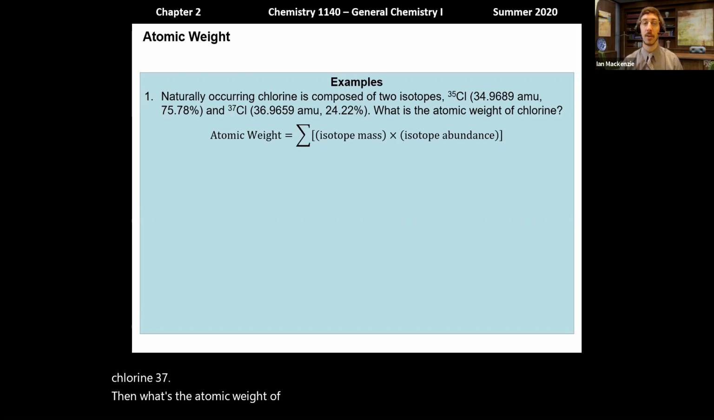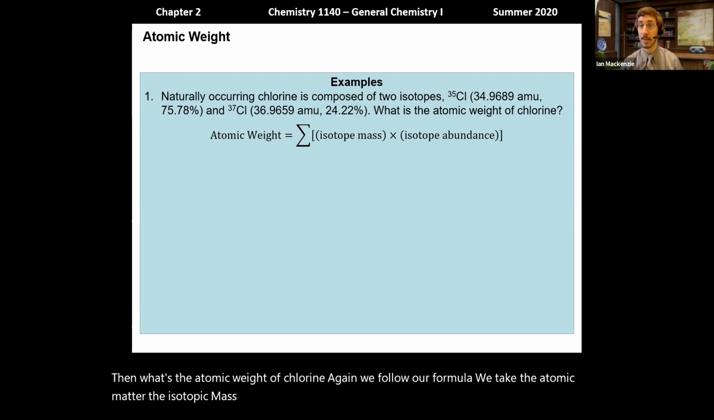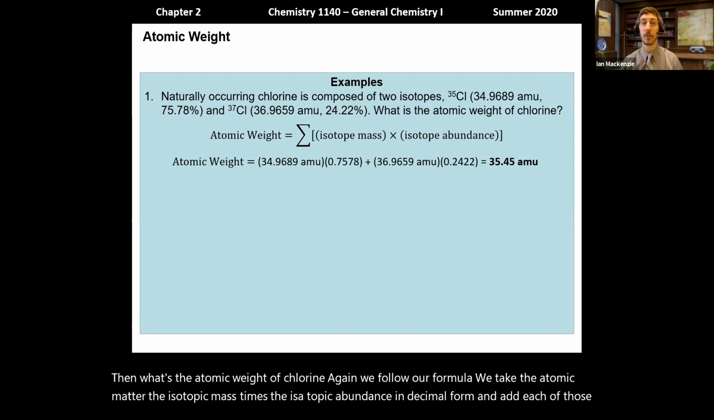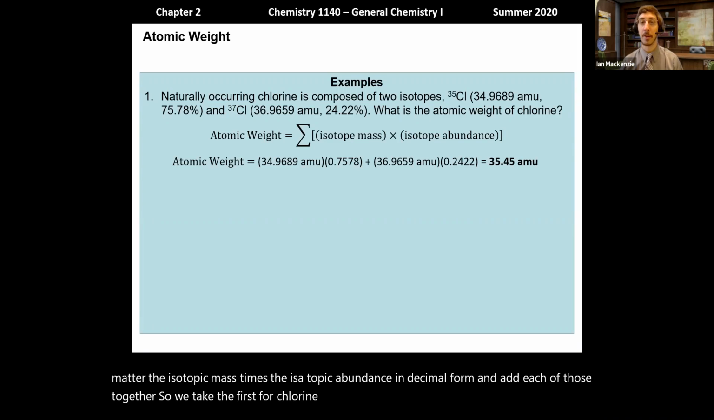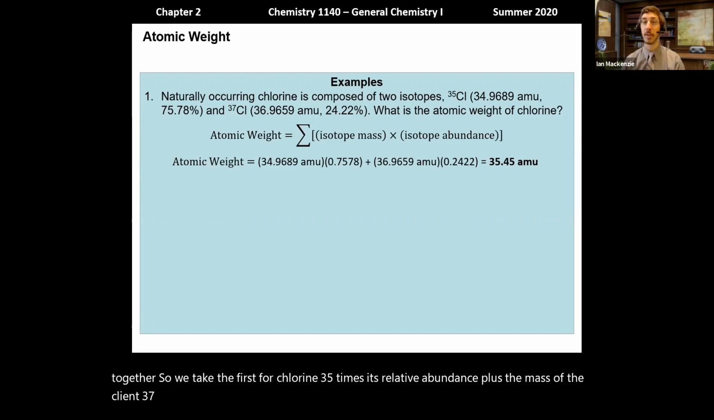Well, again, we follow our formula. We take the isotopic mass times the isotopic abundance in decimal form, and add each of those together. So we take the mass of chlorine-35 times its relative abundance, plus the mass of the chlorine-37 isotope times its relative abundance, sum those, and then we get to the overall atomic weight for that element.